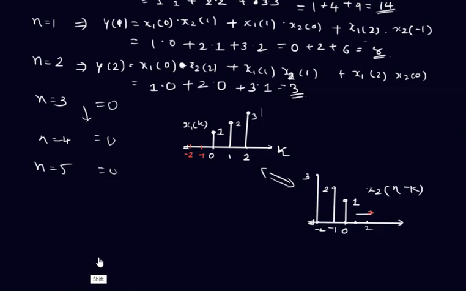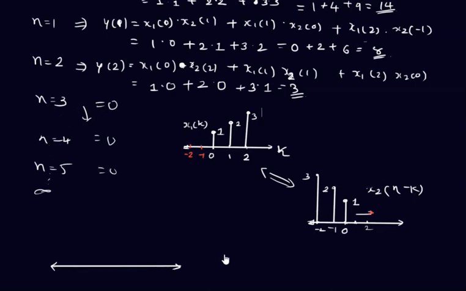So let us draw our resultant graph after the convolution. This is the end of the lecture. After this case we do not have to calculate this sequence for n is equal to 3, n is equal to 4, n is equal to 5 or further to infinity, because it will always give a 0 value.